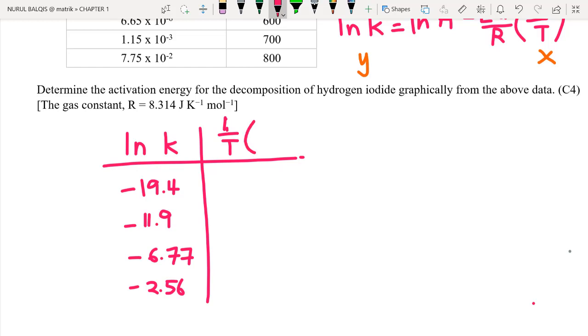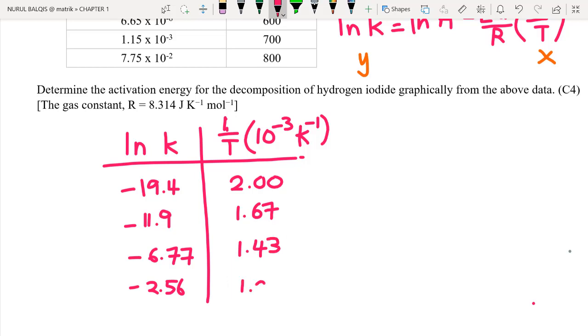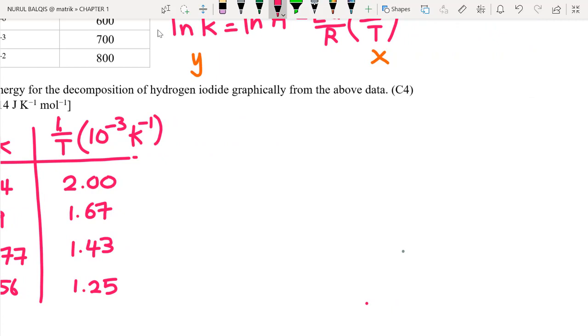in per Kelvin, the value will be to the power of negative 3. So I'm going to put the 10 to the power of negative 3 here with the unit of per K. So the values will be 2, 1.67, 1.43, and lastly 1.25. By using these values, we're going to plot a graph for this.